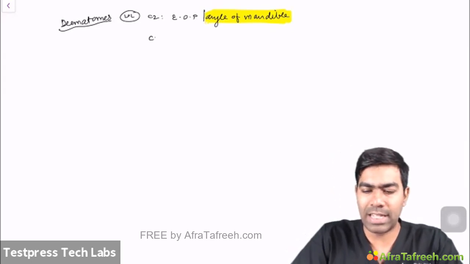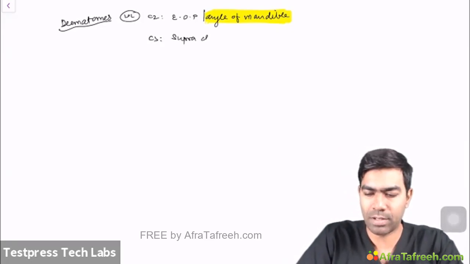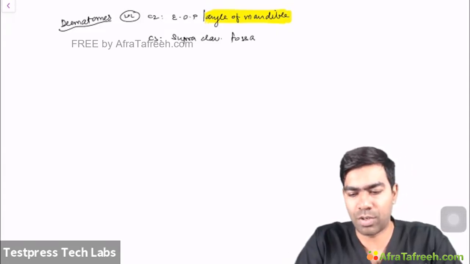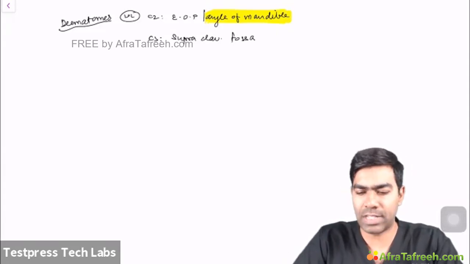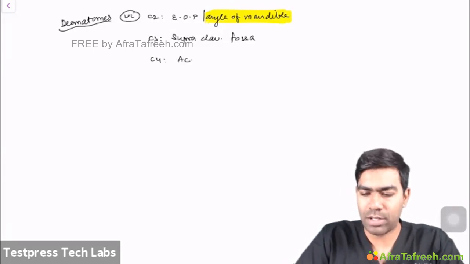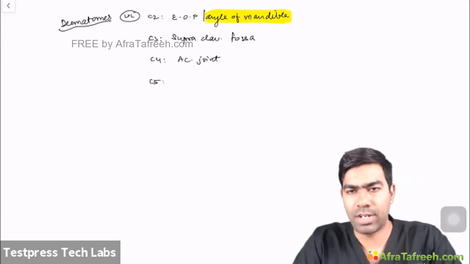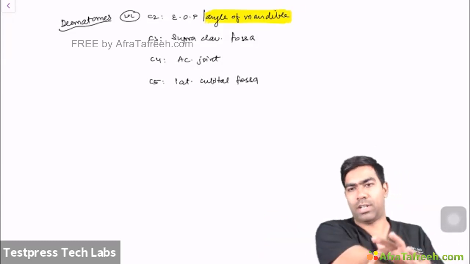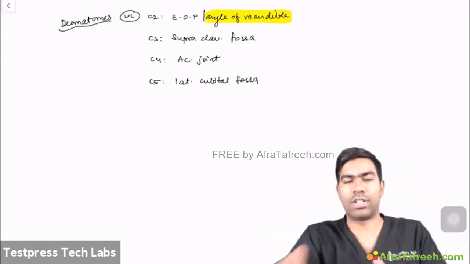And then you have the C3 dermatome. C3 is typically in the supraclavicular fossa. That's where you're going to check for C3. And we have C4, where you're going to check at the acromioclavicular joint, the AC joint, and C5 is really important, where you'll check in the lateral antecubital fossa. At this point here, the lateral antecubital fossa. That's where you will check.